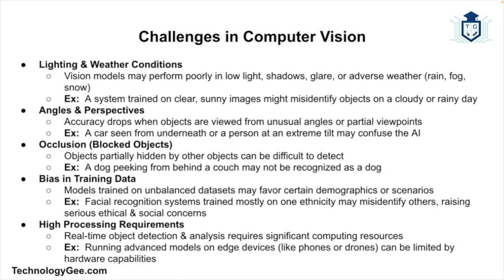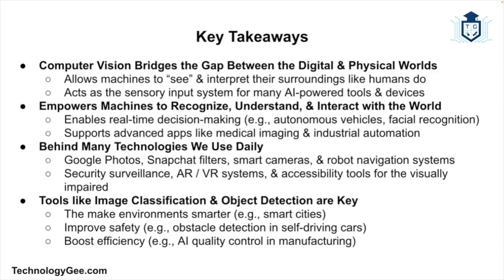Now, these challenges are why researchers are constantly refining algorithms, data collection methods, and fairness metrics. All right, so let's go ahead and wrap this lesson up. Computer vision is the bridge between the digital and physical worlds. It helps machines recognize, understand, and interact with the world around them. It powers everything from Google Photos to robot navigation systems. And with tools like image classification and object detection, it makes things smarter, safer, and more efficient.